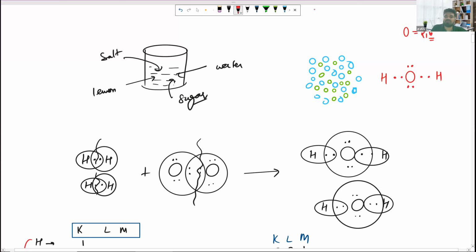So these are the 6, and this 1 electron is of hydrogen, this 1 electron is of hydrogen. So hydrogen will complete its duplet by sharing 1 electron here. Here it will also complete its duplet. And the oxygen will also complete its octet by sharing 1 electron of each. So this is the way that water is going to form.